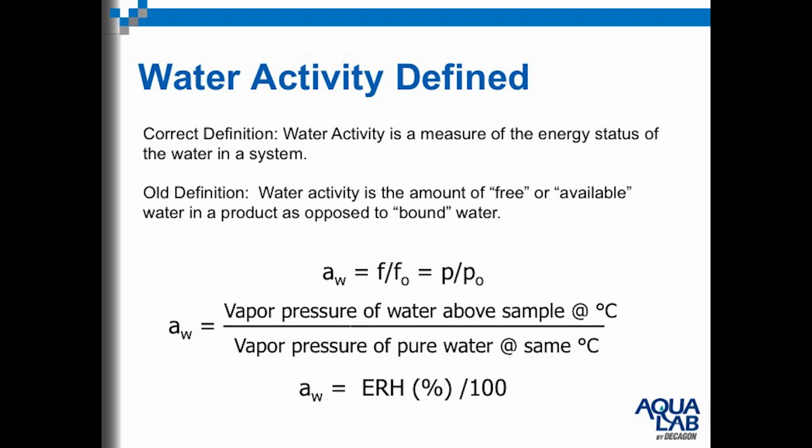And as you reduce the energy of that water by having it interact with different things in the product, that will lower the vapor pressure above the sample and hence will lower the water activity.